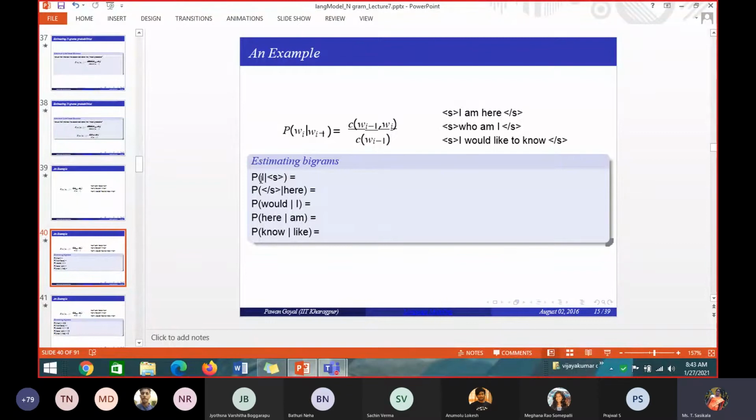So how can you interpret this before finding the probability? I want to find these bigram probabilities based on the three given sentences. First I am taking the first bigram, P of I given S. What does this mean? Interpret it and tell me. I given S means given it is the beginning of the sentence. Very good. Given the beginning of the sentence.